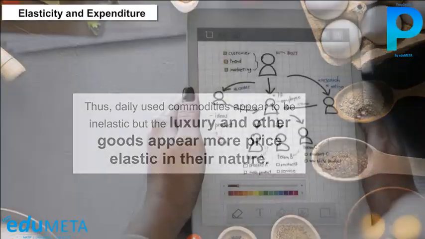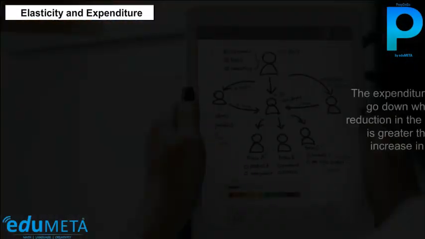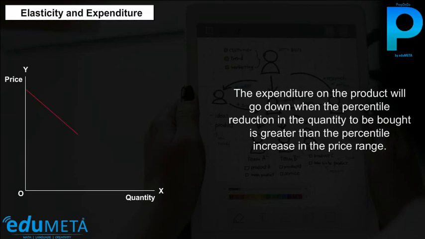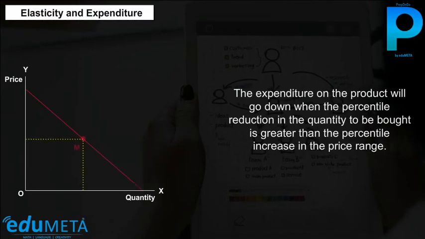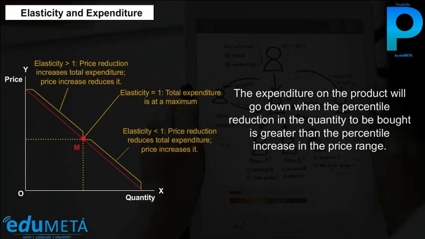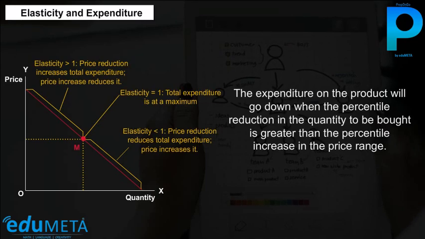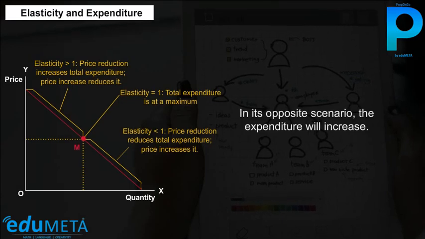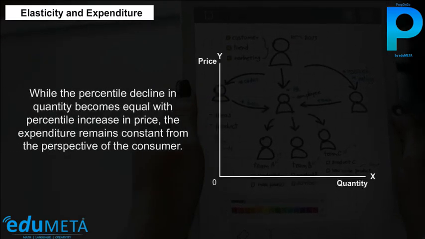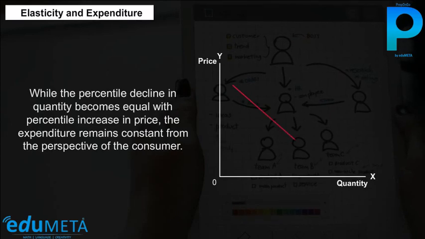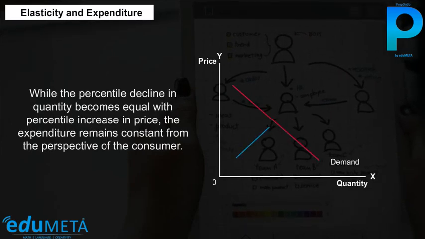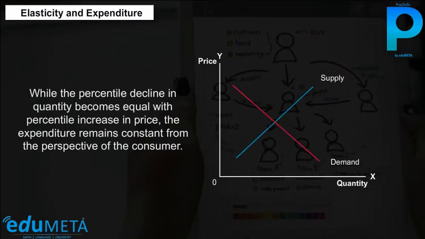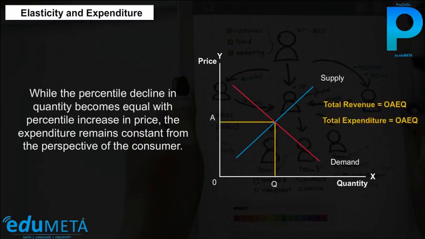Elasticity and expenditure. The expenditure on the product will go down when the percentage reduction in the quantity to be bought is greater than the percentage increase in the price. In the opposite scenario, the expenditure will increase. When the percentage decline in quantity becomes equal to the percentage increase in price, the expenditure remains constant from the perspective of the consumer.